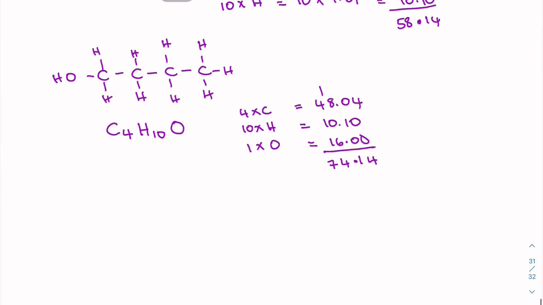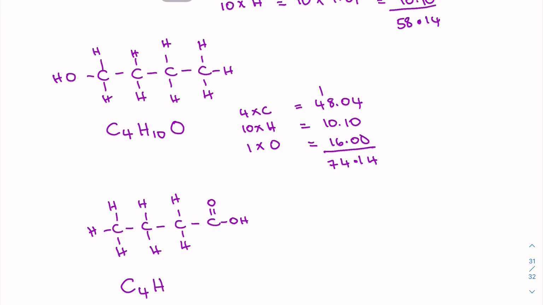The last one is butanoic acid, and butanoic acid also has 4 carbons, but the last carbon has the alkanoic acid functional group. So the formula for butanoic acid comes down to 4 carbons, and then hydrogens we have 8, and then oxygens we have 2.